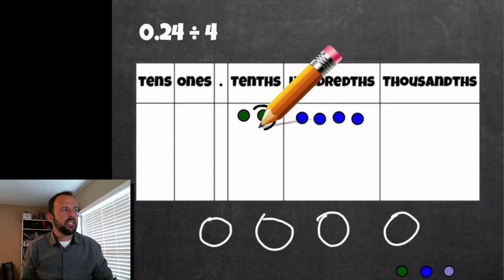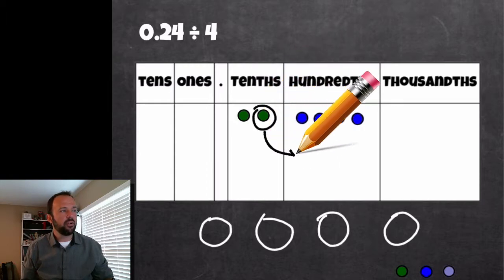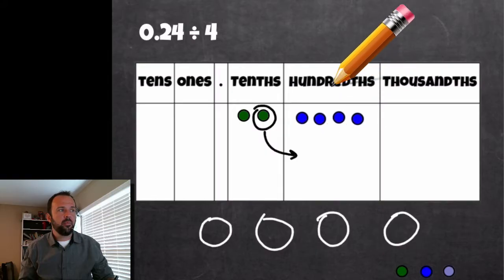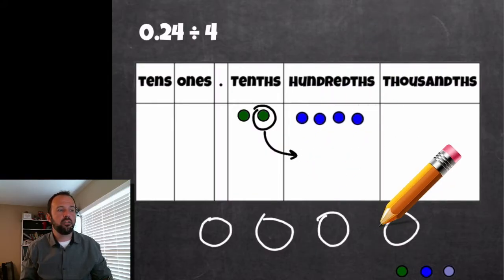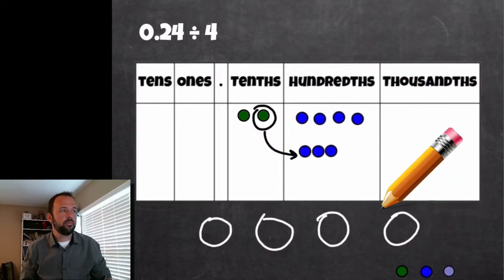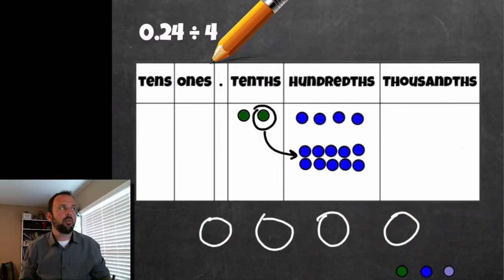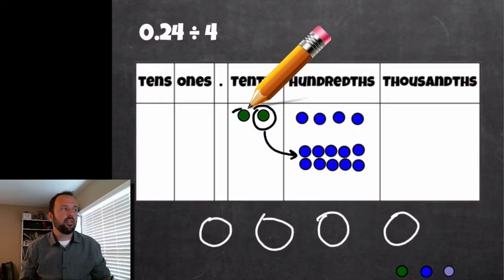So what I'm going to do is take one of these tenths, bring it over here, and break it apart into hundredths. Well, I know that there's 10 hundredths in 1/10, so basically I'm going to add in 10 more hundredths. All right, easy enough. So I did that with 1. I'm going to do the same thing with this guy here.